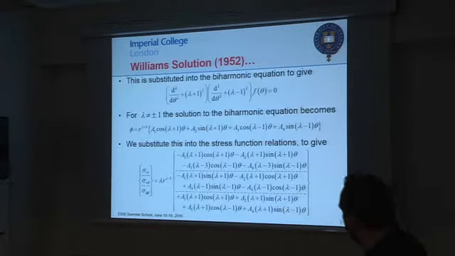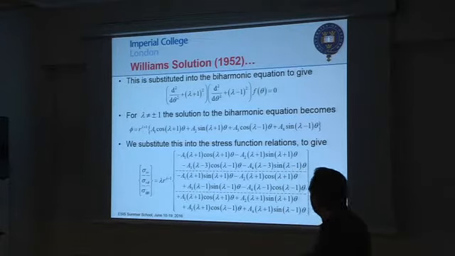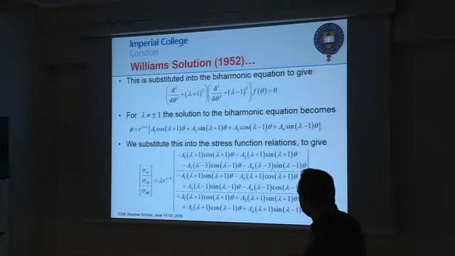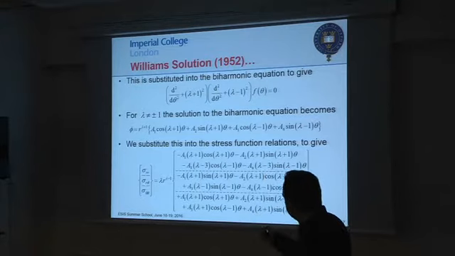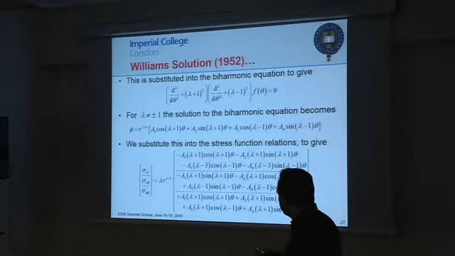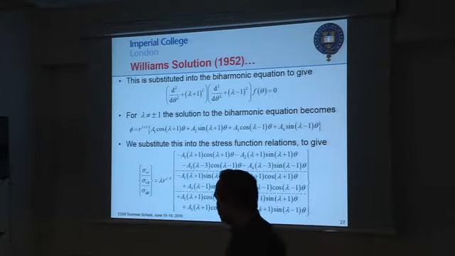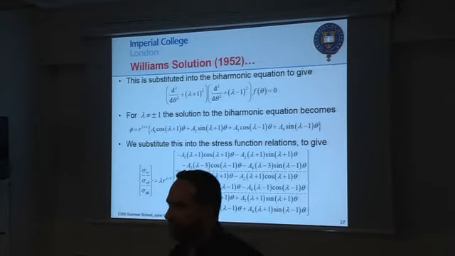Okay, so Williams plugged everything in there and said, okay, if that is the biharmonic equation, and I assume my function has got that form, what I'm solving here becomes this. Right, and for lambda different from plus or minus 1, the solution becomes this. So phi can be expressed as r to the power of lambda plus 1 multiplied by this trigonometric function of 4 coefficients a1, a2, a3, a4.